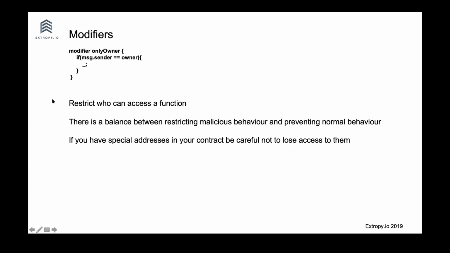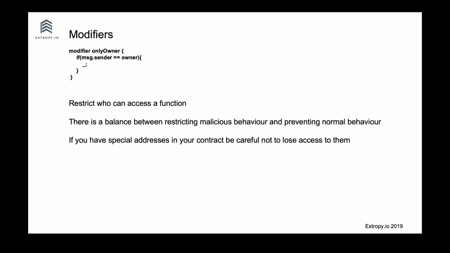So I've spelt it out here. They are often written in a slightly easier way than this. But here we have the modifier keyword and then the name of the modifier. Obviously, the name should give some semantic information about what it actually does. And then we have some type of if statement.